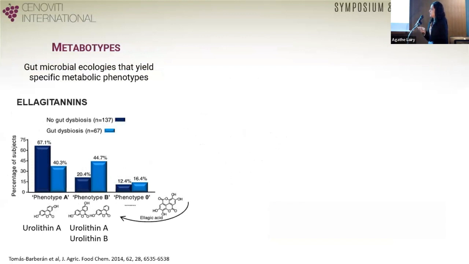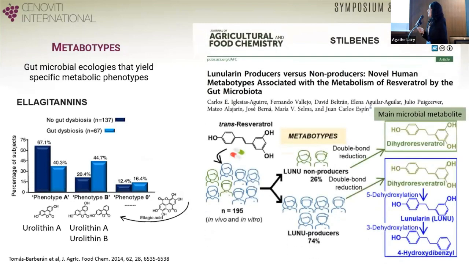So as you can see here in this example, we have volunteers with gut dysbiosis and with no gut dysbiosis, so healthy ones, and both are able to produce the different phenotypes. So phenotype A, B, and phenotype zero. So when we have ellagic tannins releasing ellagic acid, the phenotype A is able to produce only these metabolites. But in case of phenotype B, we have more than one type of metabolite, and phenotype zero, no metabolites produced. This is also true for stilbenes, because we can, in fact, divide the population into the ones that are only able to produce dihydroresveratrol, the main microbial metabolite of resveratrol, and we have the others that are able to produce different structures.